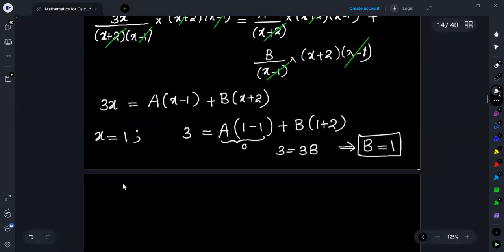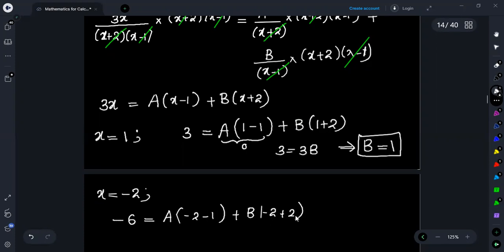So to find the value of a, let's put x is equal to minus 2. If we put x is equal to minus 2, on the left hand side we obtain 3 times minus 2, that is minus 6. This is equal to a times (minus 2 minus 1) plus b times (minus 2 plus 2). And here minus 2 plus 2 is 0, so this part becomes 0.